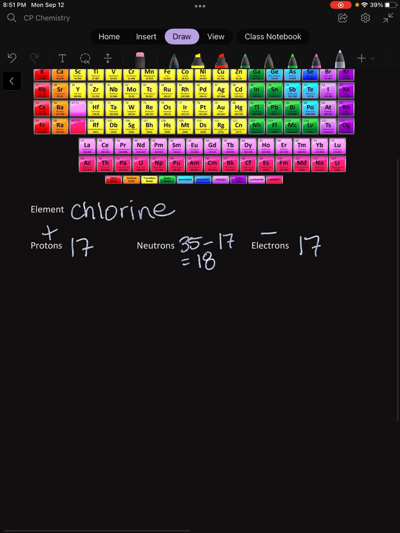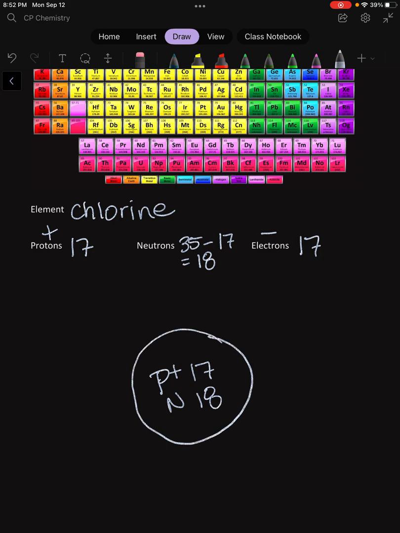Now, if we want to draw the Bohr model, we have to put the protons and the neutrons in the nucleus. So we have 17 protons and 18 neutrons, and then 17 electrons. Now the electrons are going to go on these orbitals or electron clouds or energy shells. There's lots of words for it. The first one is so small it can only hold 2 electrons on it. So 2 of the 17 are going to go on that first shell.